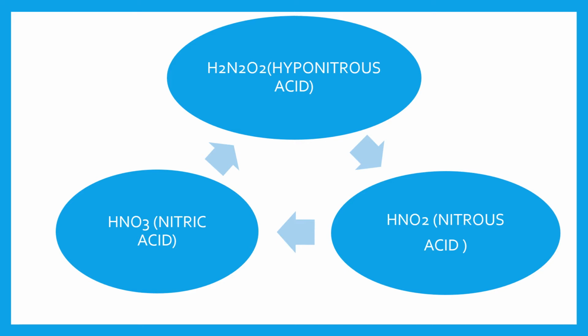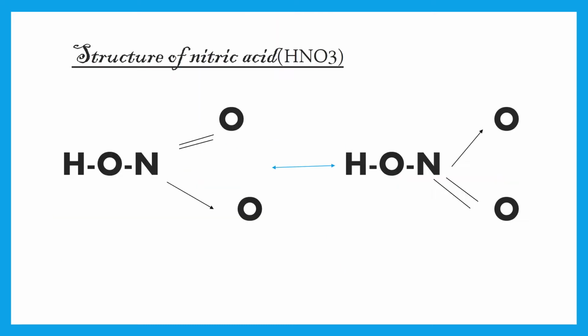One is hyponitrous acid with the formula H2N2O2. Then we have another weak acid which is nitrous acid with the formula HONO. And finally the strong acid nitric acid with the formula HNO3. We have to learn only about nitric acid, which is important among these.